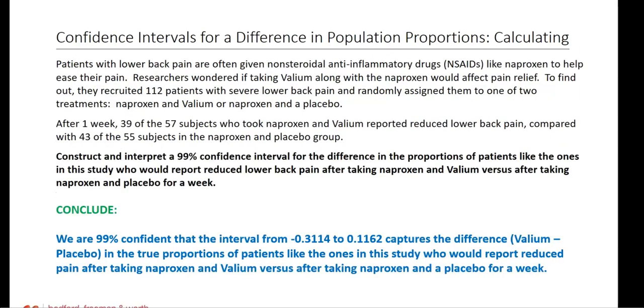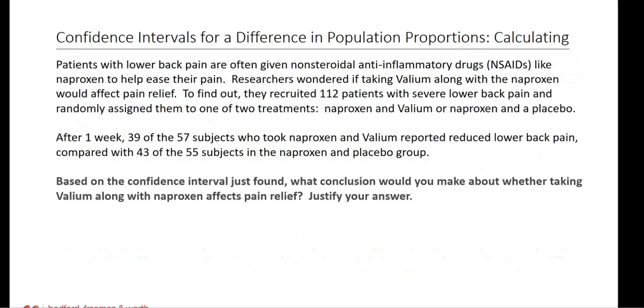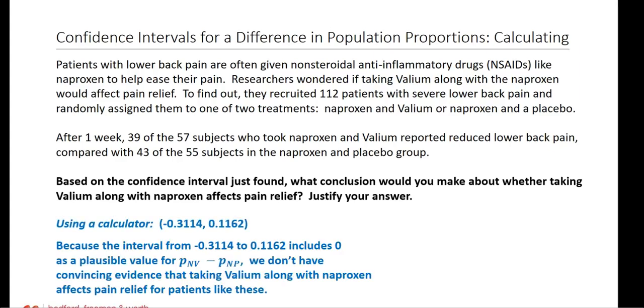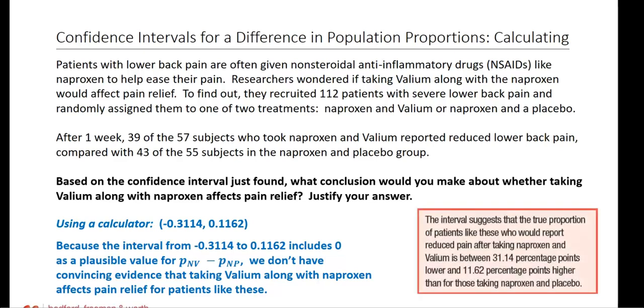So what we found, ooh, interesting. 0 is in the interval. That's a plausible value. I don't think we can prove there's a difference here. Let's see what they say. Based on the confidence interval, what conclusion can you make? Well, because the interval includes 0 as a plausible value, we don't have convincing evidence that taking Valium along with naproxen affects pain relief for patients like these. So we don't have that kind of evidence there.